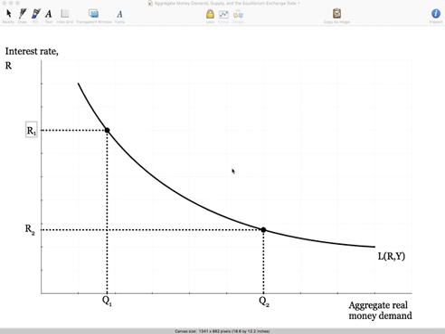So the first thing you should really want to take a look at and have a good understanding of is the aggregate demand curve for money. It's shown here as this curve L, and it is a function of interest rates and real income. So make sure you understand why this is downward sloping, why as interest rates fall, the demand for money increases. And if you think about this, think about it in terms of opportunity cost.